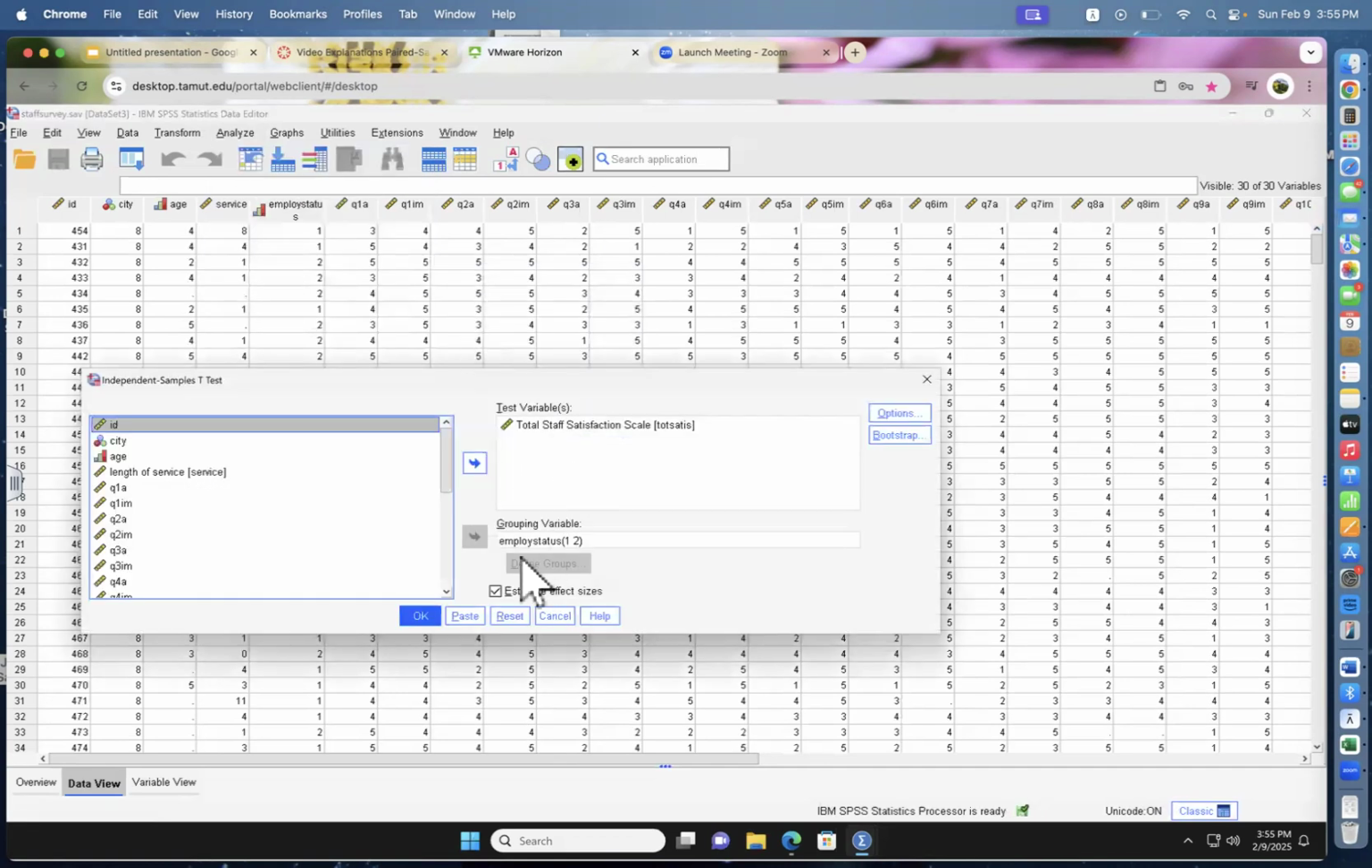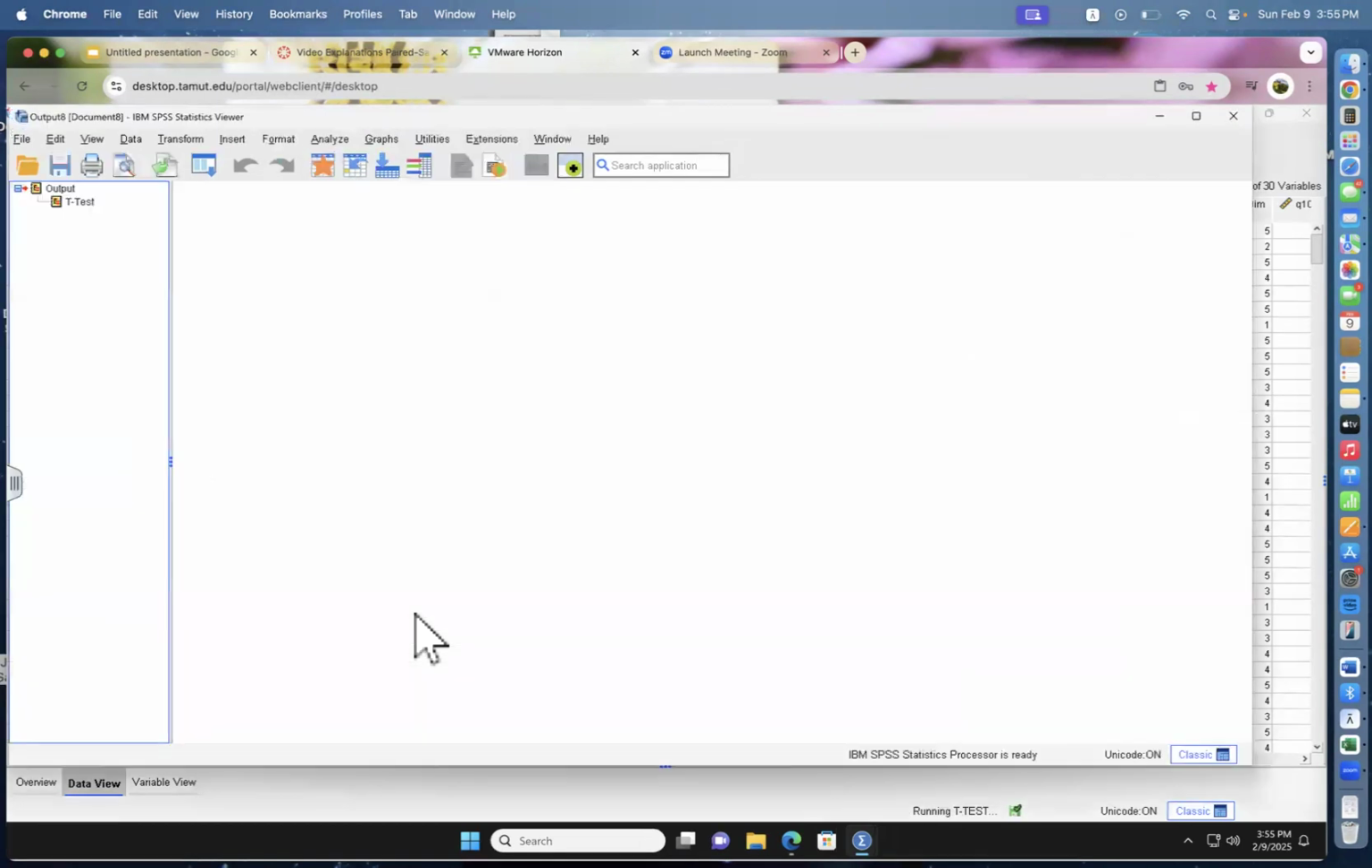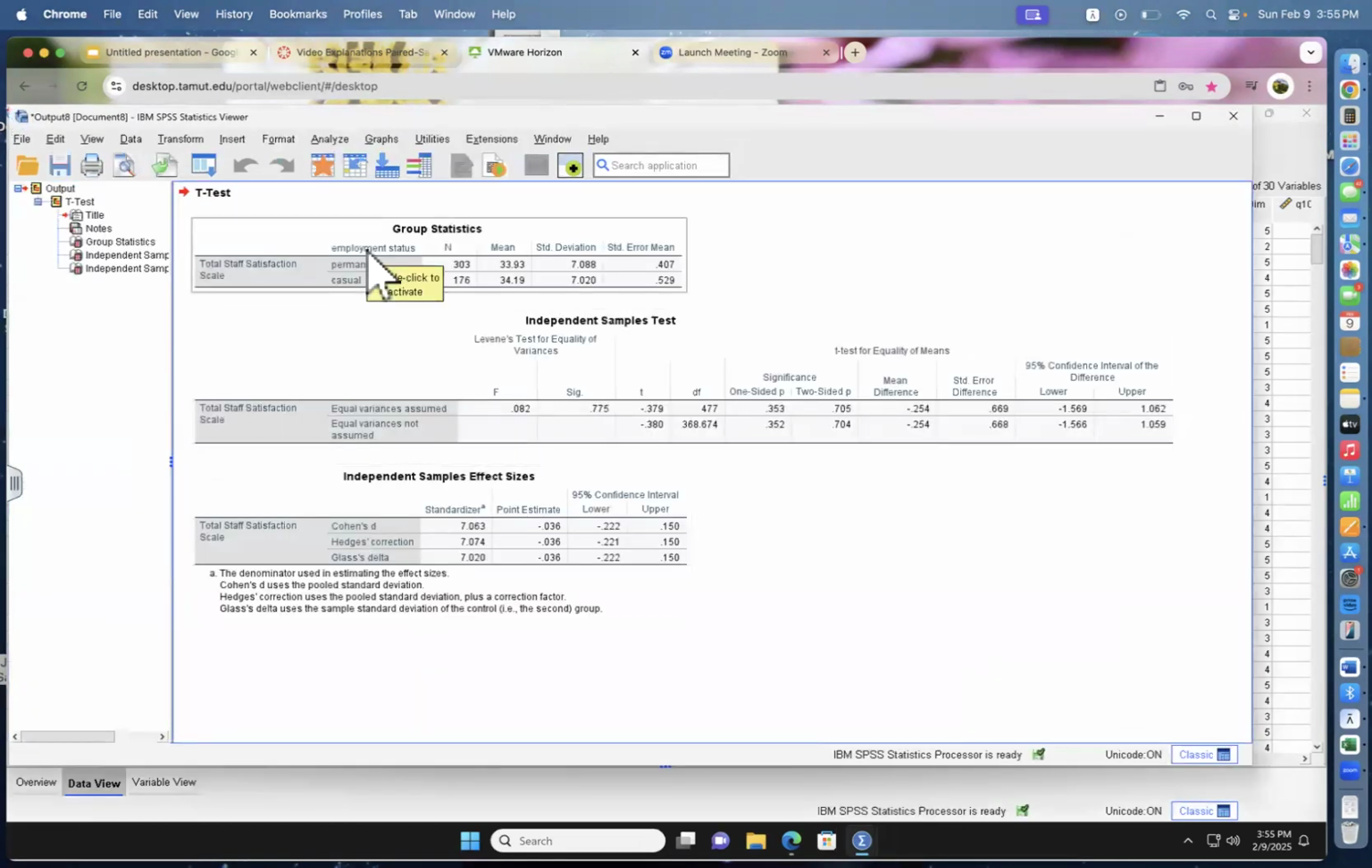And I've already put this over here. My test variable is my total staff satisfaction, and my grouping variable is my employee. And I've got them listed as 1 and 2. So I press OK. And then in my output window, I have the results. My permanent was my 1, and my casual was my 2.